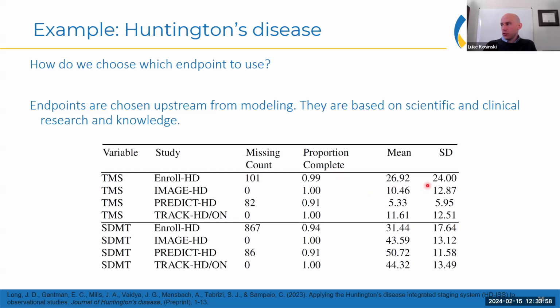One thing I just want to highlight that struck me when I was looking at this table is that we see these mean values, but for TMS, the standard deviations are almost as big as the mean value, sometimes bigger. And what that highlights is that when we have an endpoint that has a lot of variability, we often need more data to see significant differences.